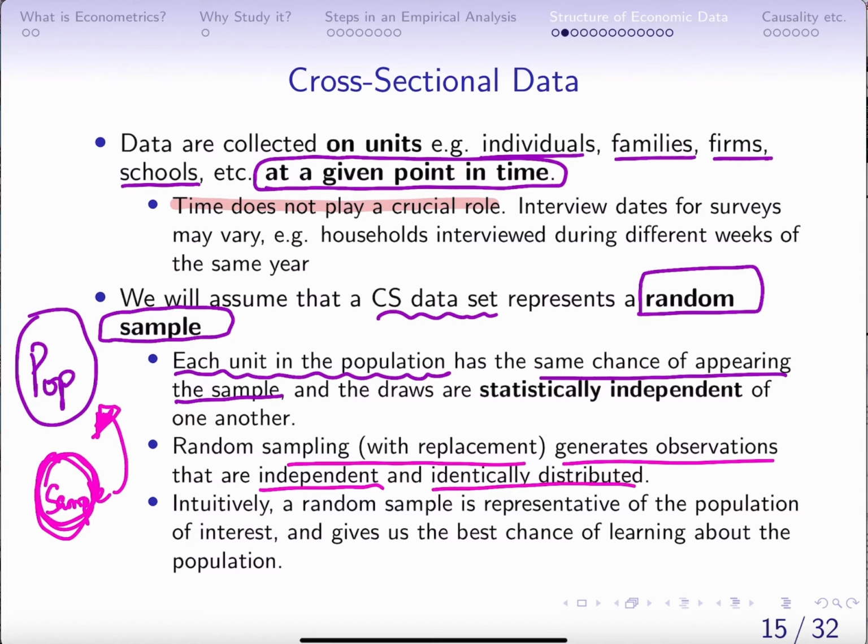Okay, so the idea is that random sampling with replacement generates observations that are independent and identically distributed. There's more on this in a review in your book, and you can go through that. The one thing that we want to keep in mind is that the random sample should be representative of the population. If it's a random sample, then it probably would be representative of the population and would give us the best chance of learning about what's really going on in this population.